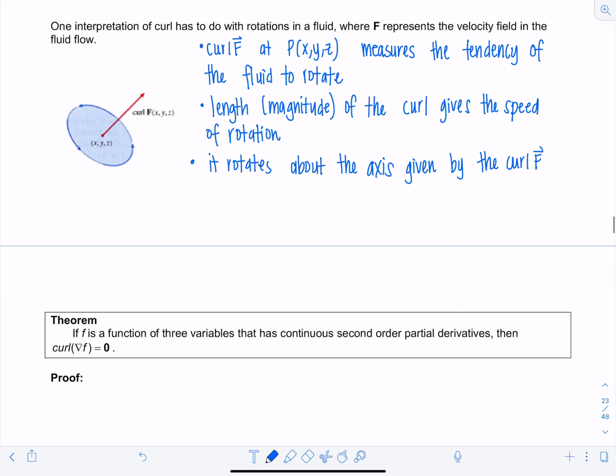And lastly, if the curl of F is equal to the zero vector, all three components are zero, then we say F is irrotational. Not rotating. Okay, so pretty straightforward. Now, this brings us to the following theorem.